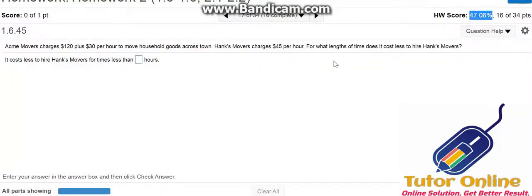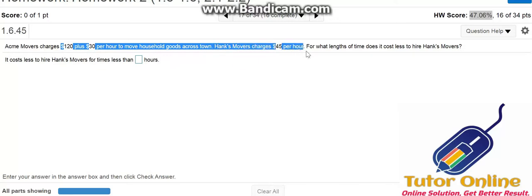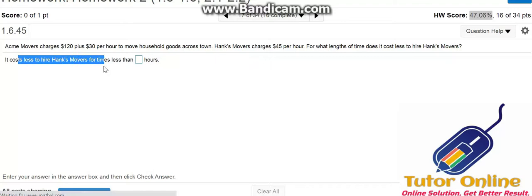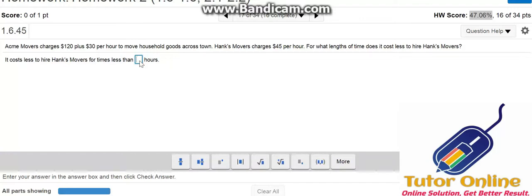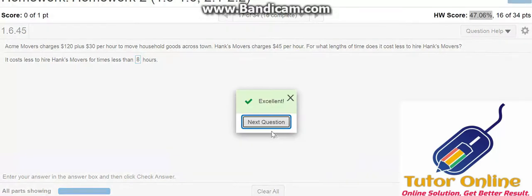Our score becomes 47.06. Acme Movers charges 120 plus 30 per hour to move household goods across town. Hank's Movers charges 45 per hour. For what length of time does it cost less to hire Hank's Movers? It costs less to hire Hank's Movers for time less than how many hours? So we will solve it: 150 plus 30 per hour, 30 per hour is greater than 45 per hour. So it becomes less than, I think, 8. So let's check it. Yeah, that's excellent.